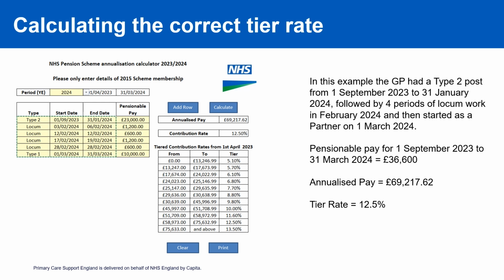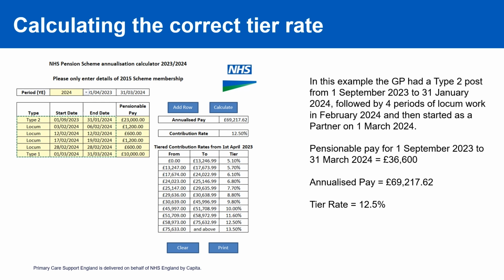And then on the 1st of March 24, the GP started as a partner at a practice, so the income or pensionable pay from the 1st of March to the 31st of March is also entered. As we enter each row, you can just simply click add row and it will allow you to enter as many rows as you need to. If you click calculate, then that's when the contribution rate and the annualised pay boxes will populate.